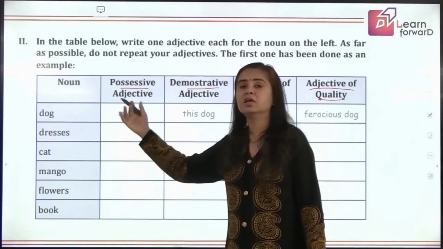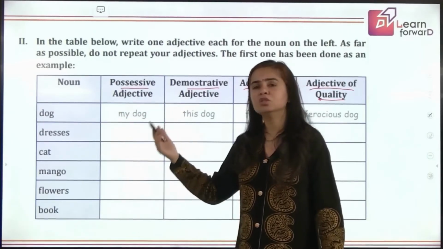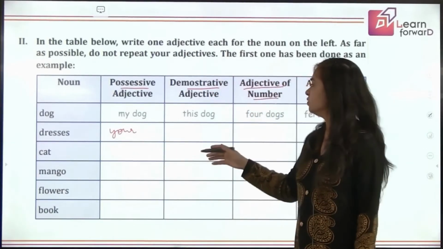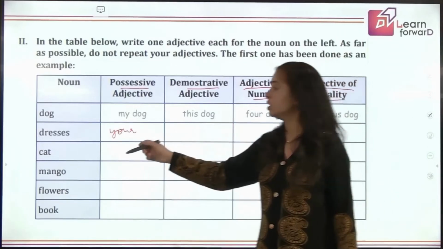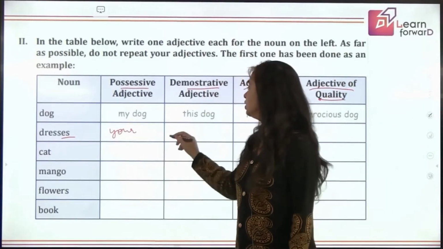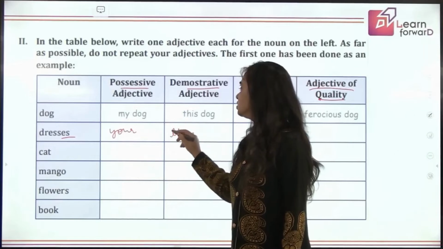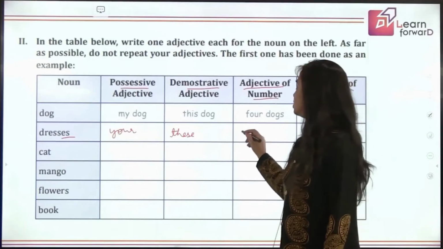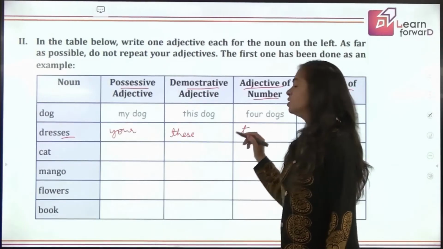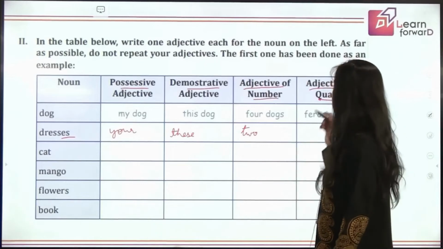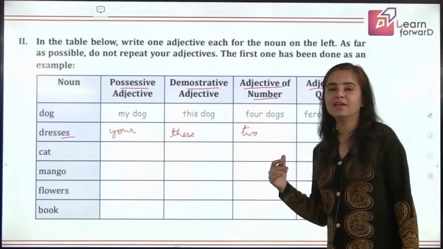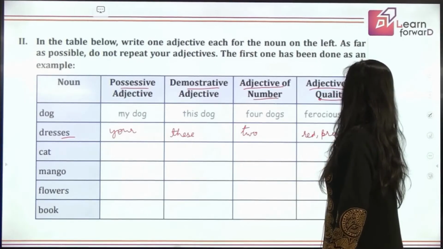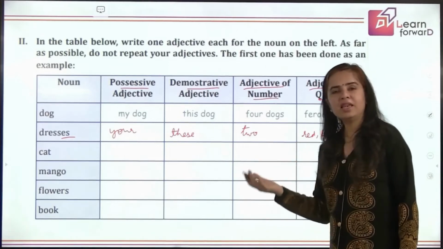Similarly, for dresses, you want to say possessive adjectives. So they can be your dresses, my dresses, our dresses, any possessive adjective. And for demonstrative, see, these are plural. So you will use only these or those. So you'll say these dresses, those dresses. And when you talk about adjective of number, you say these 2 dresses, these 5 dresses, these 10 dresses, any number you can write. And then the adjective of quality, they can be these red dresses, these pretty dresses, these beautiful dresses, these new dresses, anything, right?